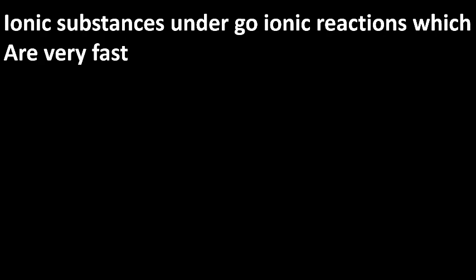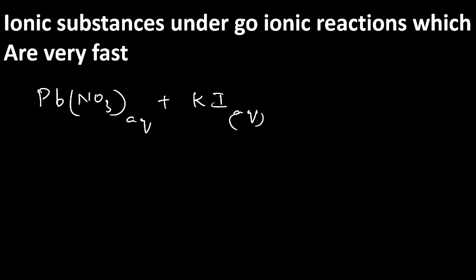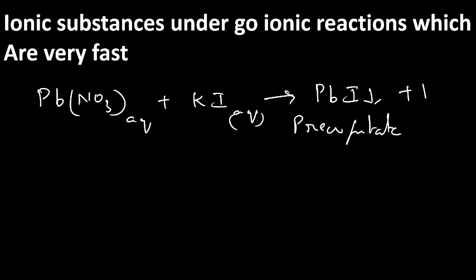Ionic substances undergo ionic reactions which are very fast. For example, if you take lead nitrate aqueous solution plus potassium iodide aqueous solution, when these two solutions are mixed with each other, we get lead iodide, which is a solid substance. The insoluble solid substance formed in the reaction is known as a precipitate, plus KNO3 aqueous. So this is a yellow precipitate.